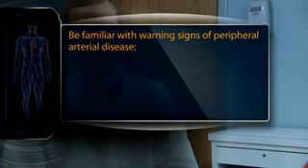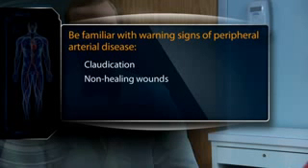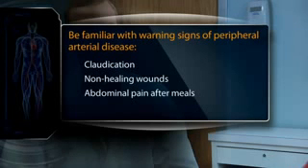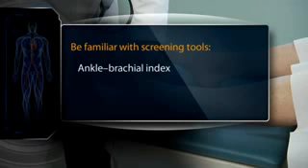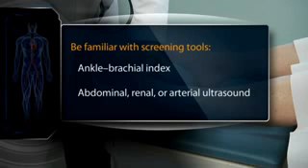You should be familiar with the warning signs of peripheral arterial disease, claudication. Note any non-healing wounds of the legs or feet, and abdominal pain after meals, or food fear, suggesting mesenteric ischemia. Screening by the ankle brachial index and abdominal, renal, or arterial ultrasound may be indicated.